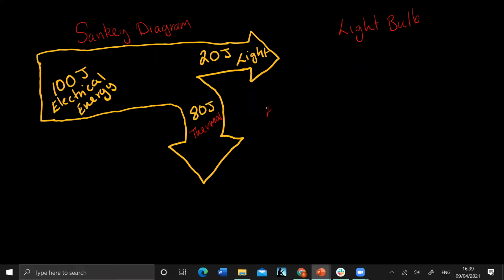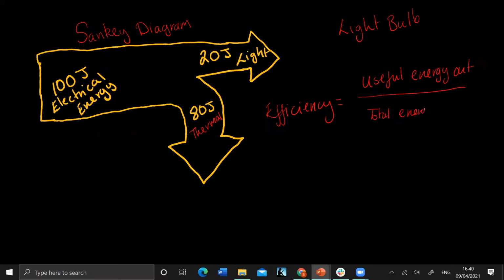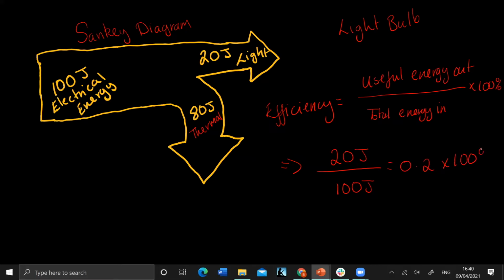So the efficiency of this, remember from the previous slide, is useful energy out over total energy in. And then to get a percentage, we multiply by 100%. So carrying on from that, useful was light, 20 joules divided by, you've got to be careful, it's the total, not the other one, it's total. And that would give us 0.2 times 100%, and that would be 20%.